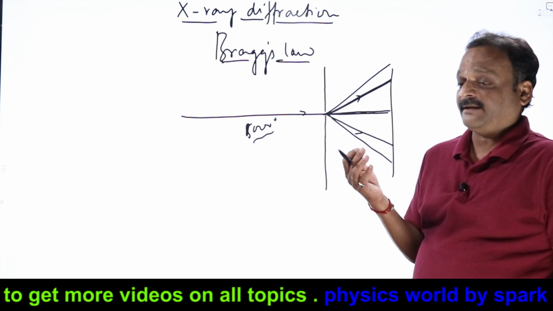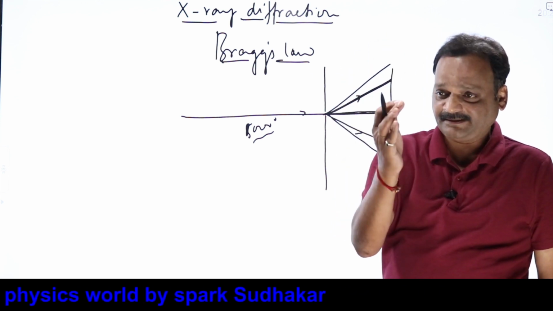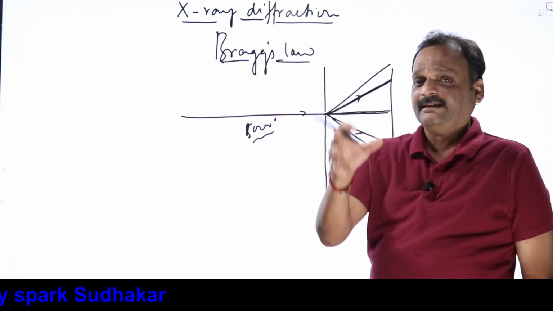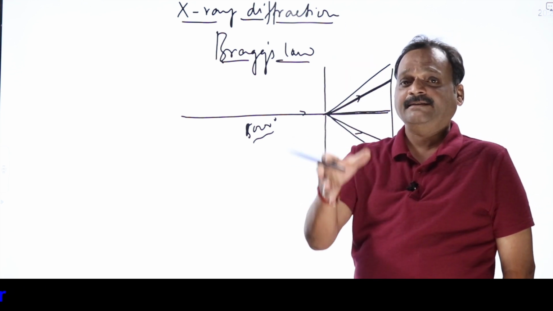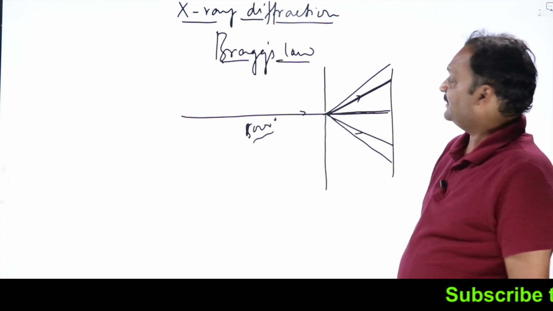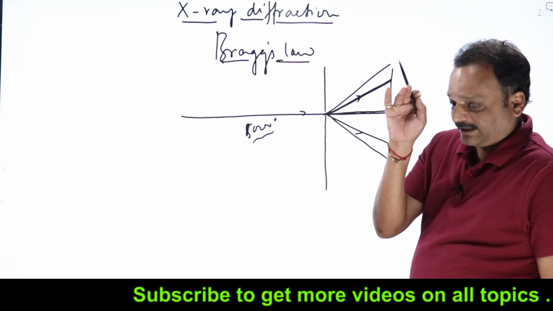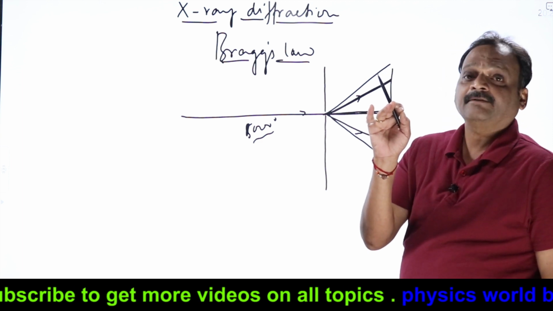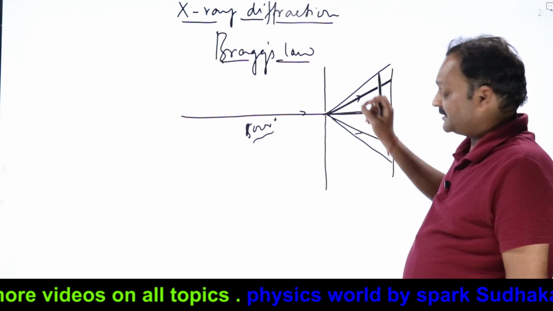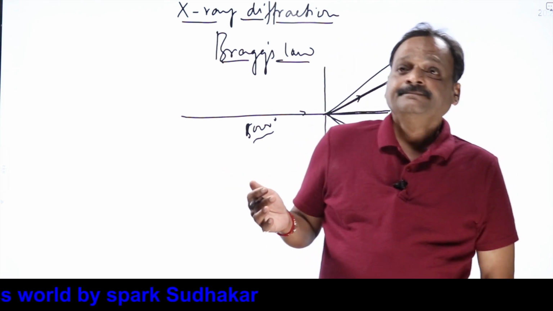Light has how many properties? Light always travels in straight lines, rectilinear propagation. Light undergoes reflection, refraction, interference, diffraction, polarization. There are 6 properties. This is what is known as diffraction. The only critical point which you have to remember in diffraction is that the size of the obstacle should be comparable to the wavelength of light. Then only we can observe diffraction.